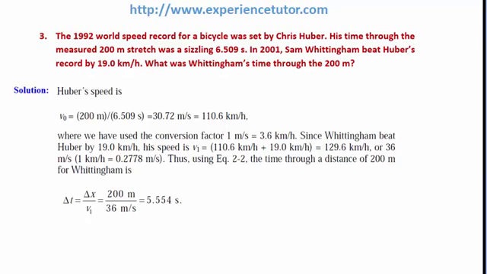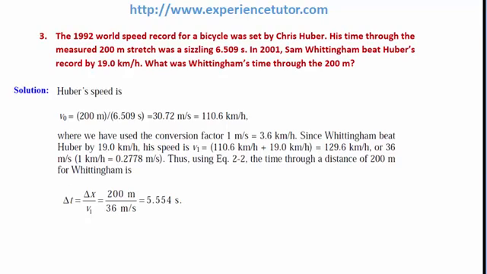Huber's speed V0 is equal to 200 meter upon the time taken, which was 6.509 seconds, that is equal to 30.72 meter per second, which is equal to 110.6 kilometer per hour. Here we have used the conversion factor 1 meter per second is equal to 3.6 kilometer per hour.